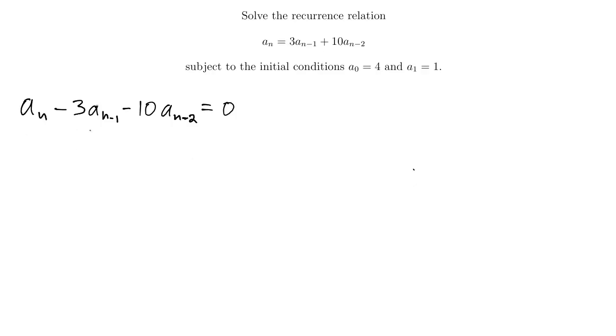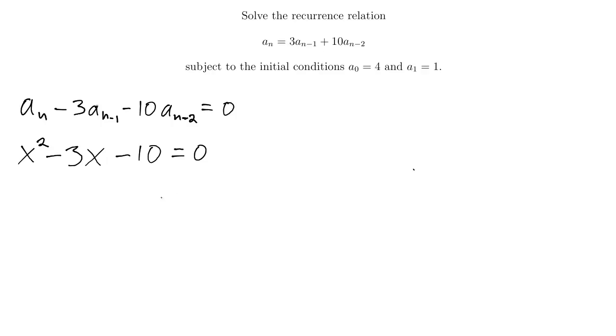So first, let's write down the characteristic polynomial. I notice I have three terms here, so I need a constant term, an x term, and an x squared term. My a_n will be the x squared term, so I write down x squared. My x term will be the negative 3, so negative 3x, and then my constant term will be minus 10. That's the characteristic polynomial. Setting equal to 0 gives me the characteristic equation. To find the characteristic roots, I just need to solve this equation.